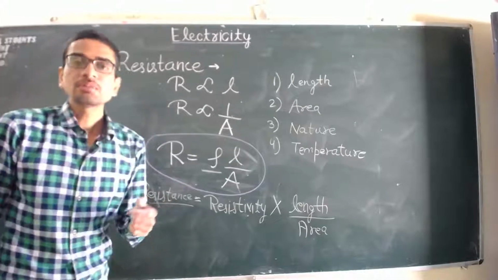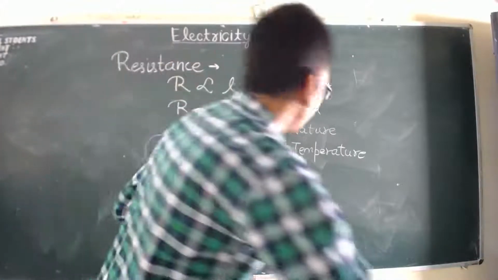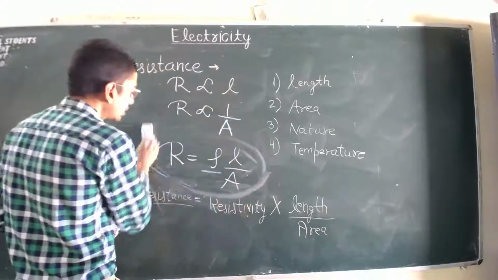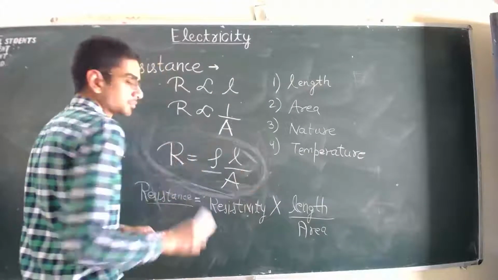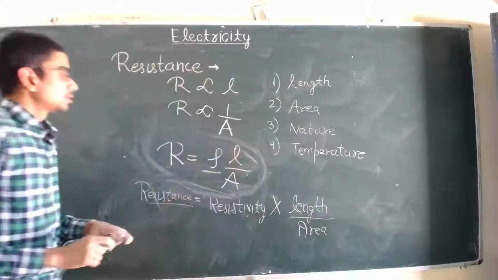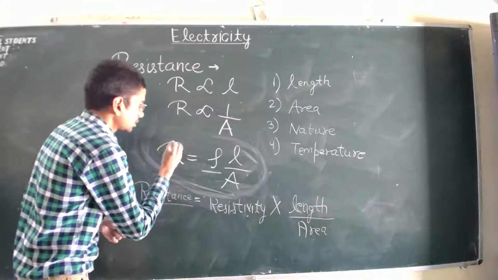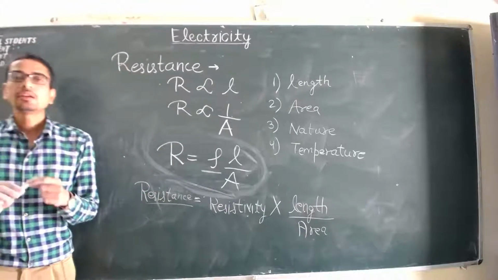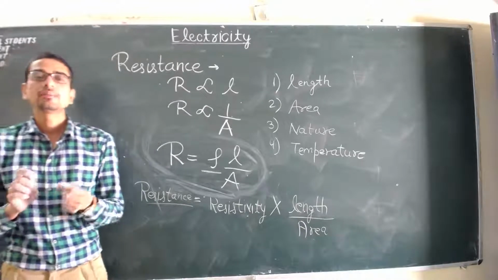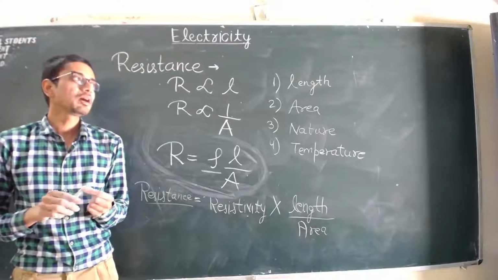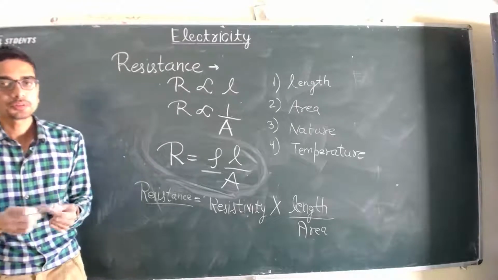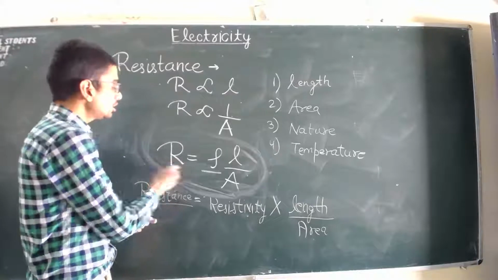Now I am asking you some questions. You have to answer them. Based on this formula, I am asking you some questions. Question is, listen carefully. The length of a wire is doubled. What will be the new resistance? Or what will be the change in resistance?